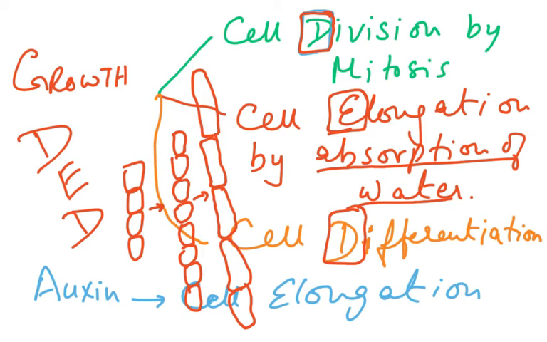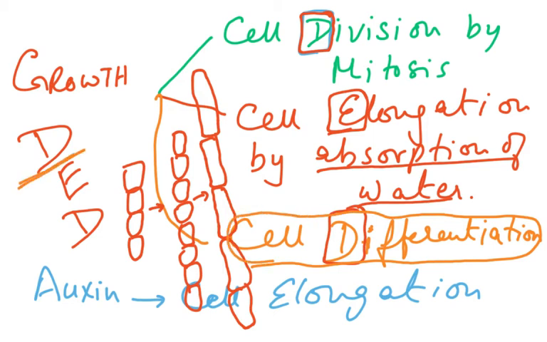And then of course the third stage is called cell differentiation. Now that's why I made the mnemonic DED. So this one is for division, this one is for elongation, and this one is for differentiation. So division, elongation, and differentiation.